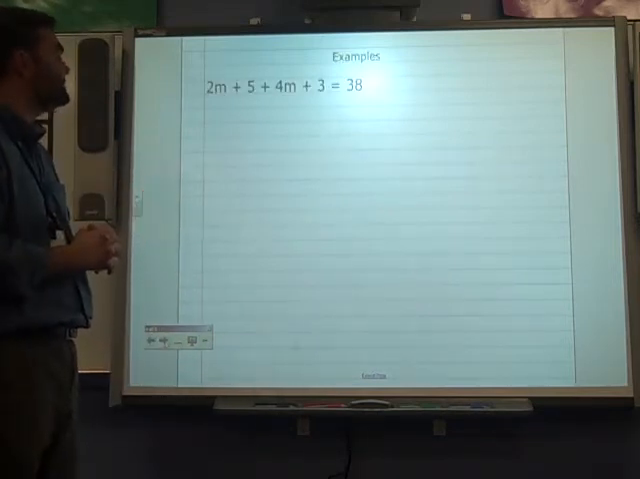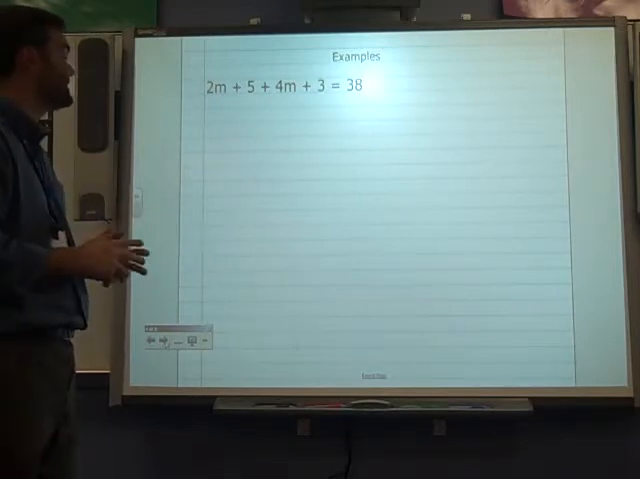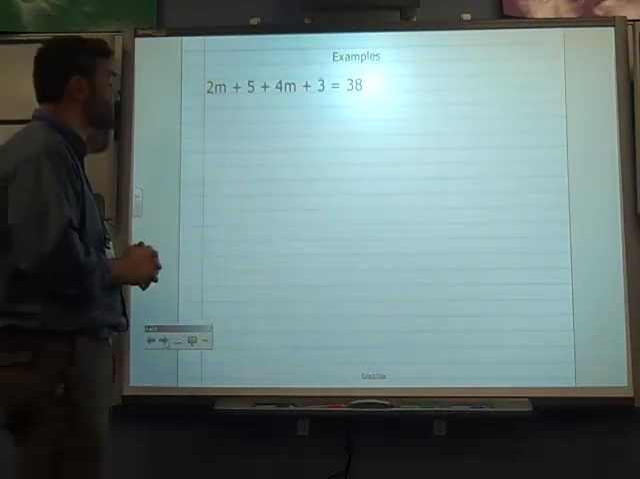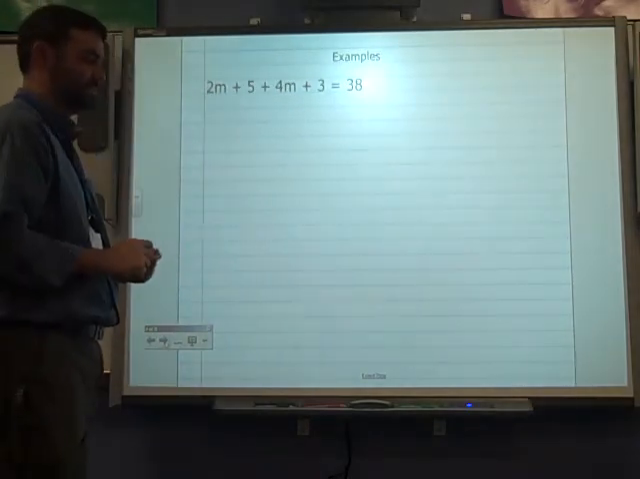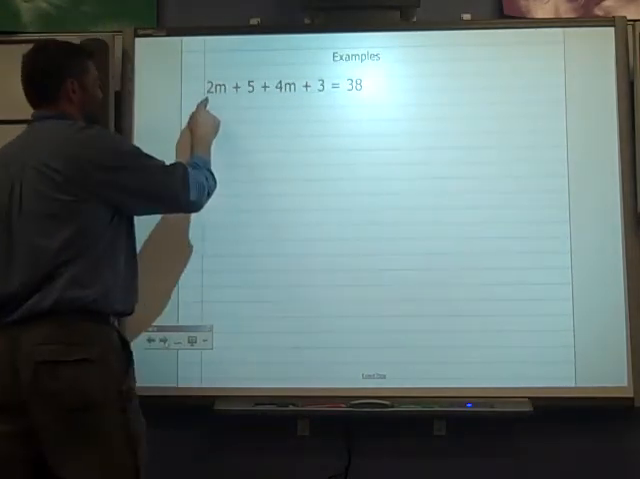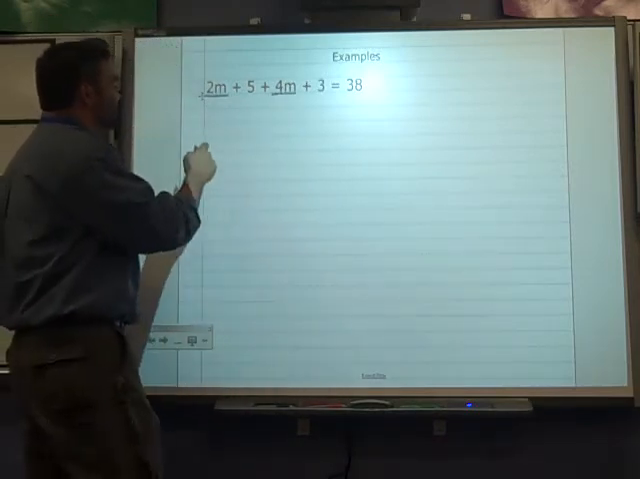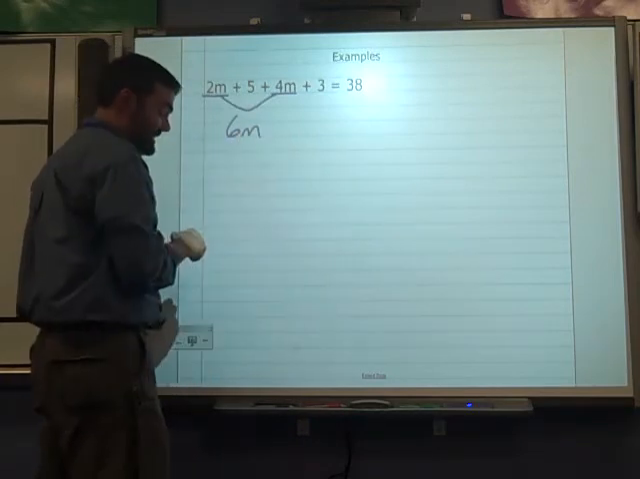2m plus 5 plus 4m plus 3 equals 38. That's long and nasty. We need to actually get the m all by itself. So the first thing we do is we look, do we have any similar, not similar figures? Like terms. Like terms, thank you. Do we have any like terms? We have a 2m and a 4m. So 2m plus 4m we can put together, and that would give us 6m.